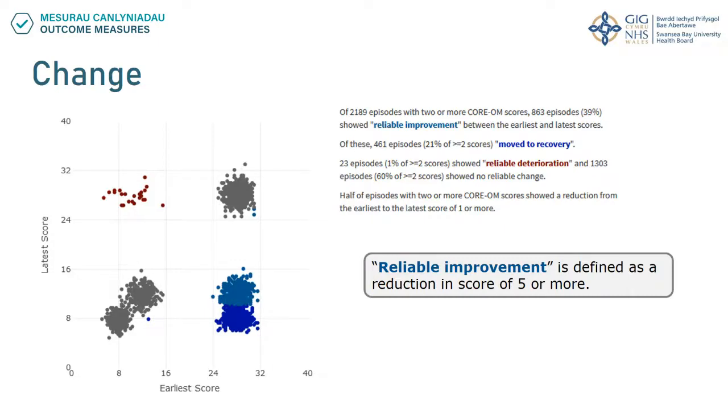And it tries to guide the user in terms of actually making sense of whether or not change is reliable or not. So you need a reduction in score of 5 or more to count as reliable improvement. Moving to recovery means going below that population cutoff, having also shown reliable improvement. And again, it's trying to show stuff using careful choice of colours. As I said, an emphasis on showing individual service users and also presenting information both graphically and in text at the same time.